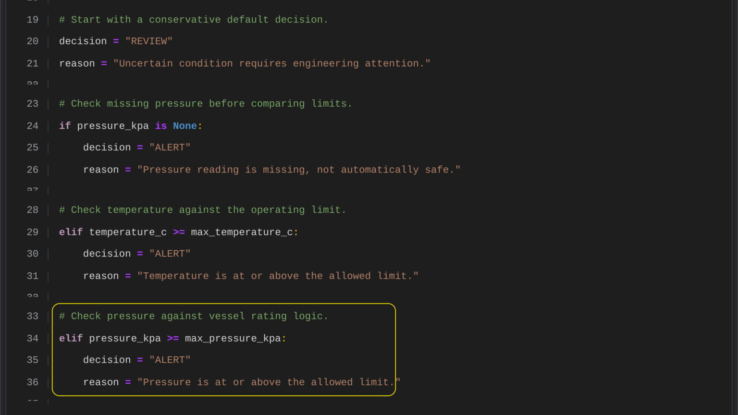The code checks whether the pressure has reached or passed the maximum safe limit. If it has, the system marks the decision as an alert because the reactor may no longer be operating safely.